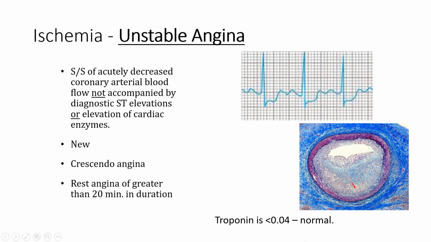Ischemia in the form of unstable angina is more severe. Here we have signs and symptoms of acutely decreased coronary arterial blood flow, not accompanied by ST segment elevations or cardiac enzymes, and unstable angina can come in a variety of presentations. One of them is going to be a patient that is new, a 66-year-old male who is diabetic, a smoker, and has a family history. He is complaining of chest pain with very low levels of activity, and then he's got some ST segment depressions or some dynamic EKG changes.